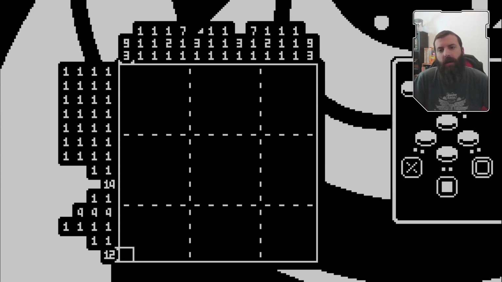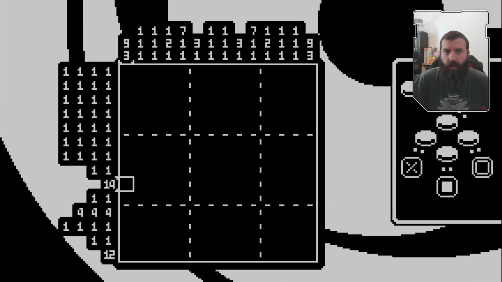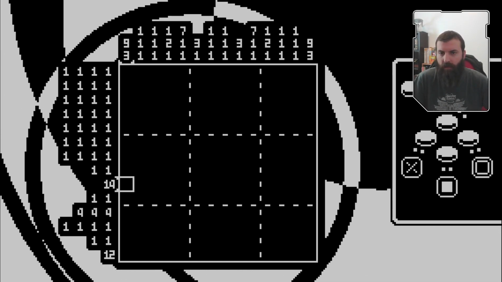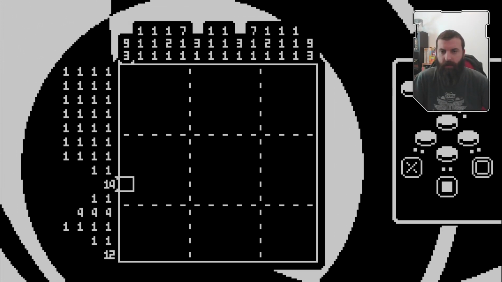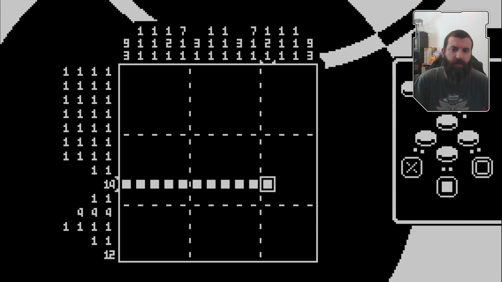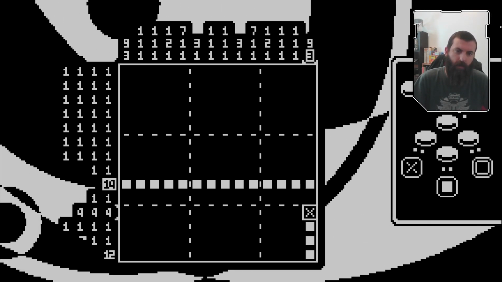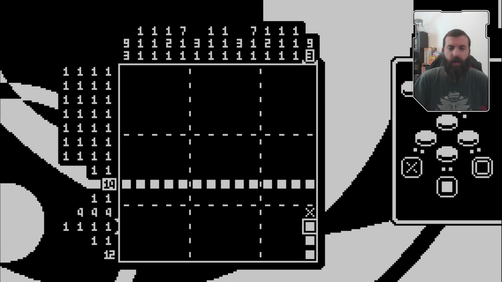Alright. We are 14 wide and 14 tall. Nice. So we've got a 14 here horizontally, so we can go ahead and fill this in. And we've got a 9 and a 3, which does not. Okay, hold on.